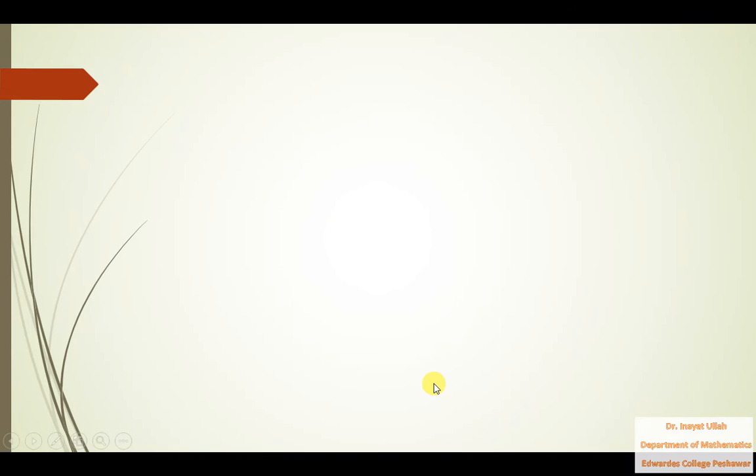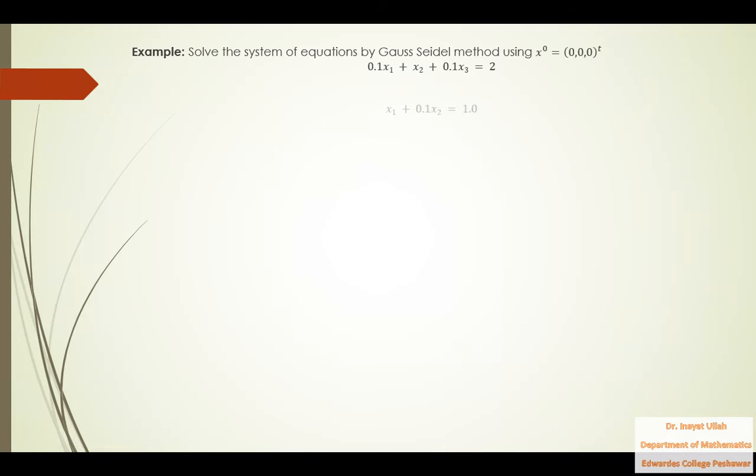So the same example will be taken here, and in this example we are asked to solve the system by the Gauss Seidel method with the initial guess 0, 0, 0, and the system is given in front of you. We are asked to perform 4 iterations by using the Gauss Seidel technique.